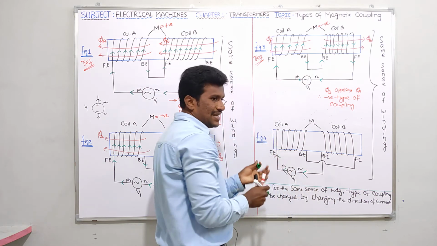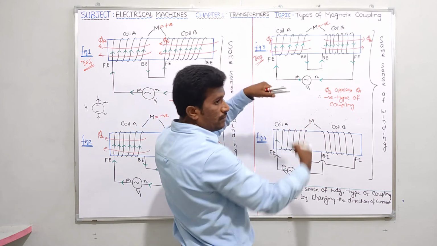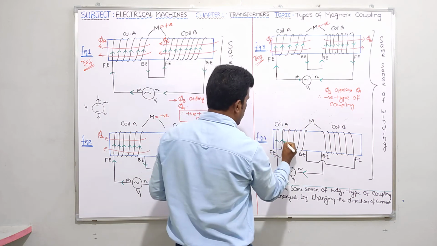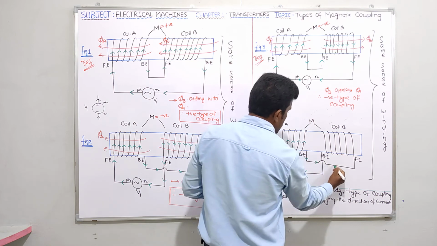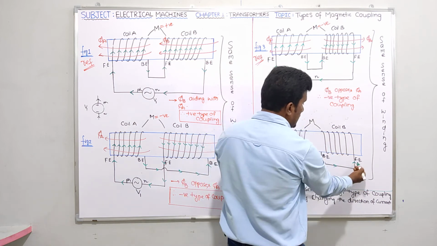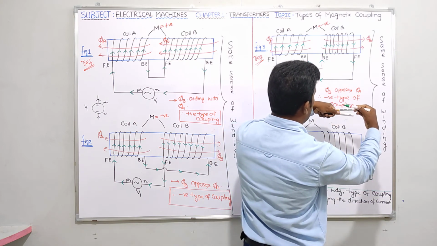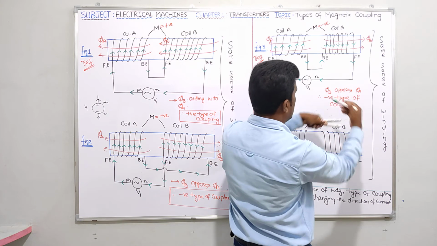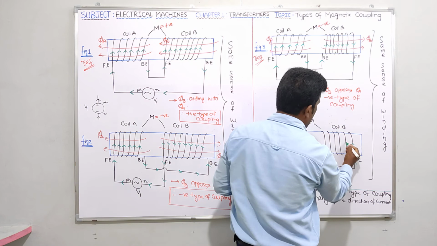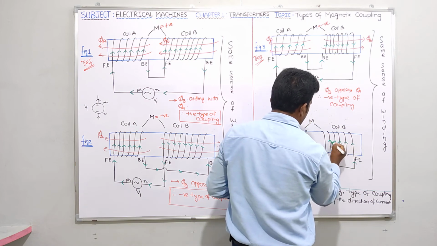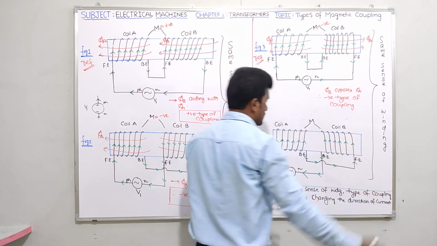Once again, it is entering at a front end, right? So entering at front end, leaving from back end. Once again it is entering at front end, it should be shown like this. It is entering at front end, leaving at back end, and entering once again at front end. This is the direction of current in coil B, leaving from back end. Yes, it is completing the path like this.